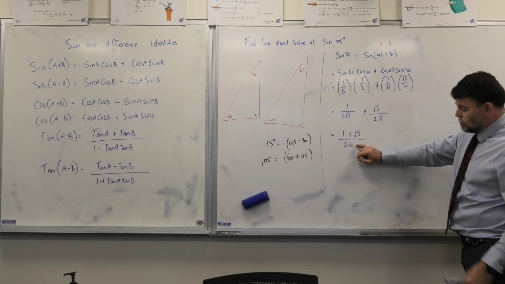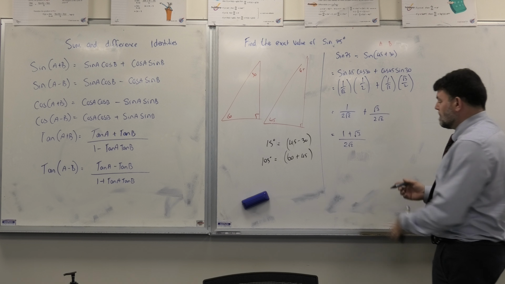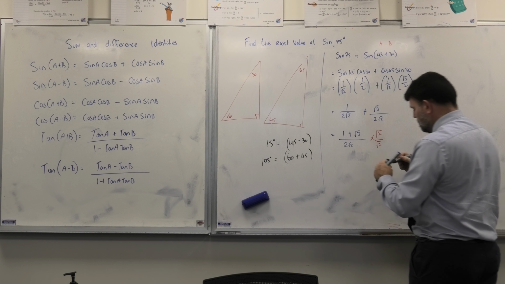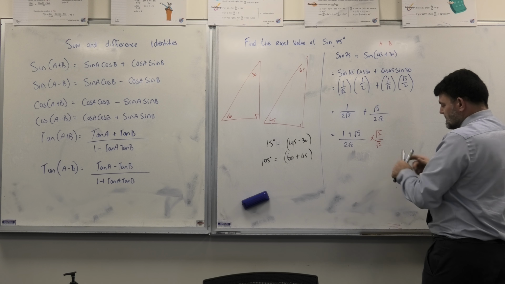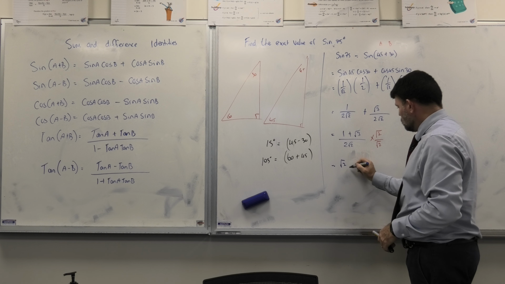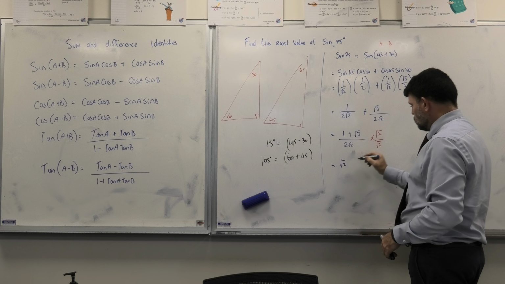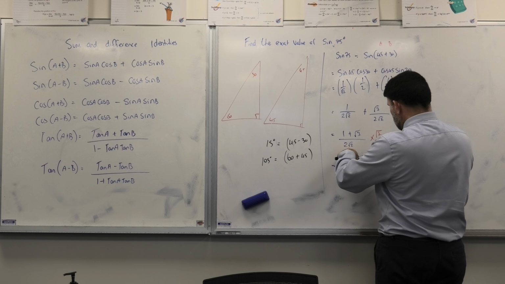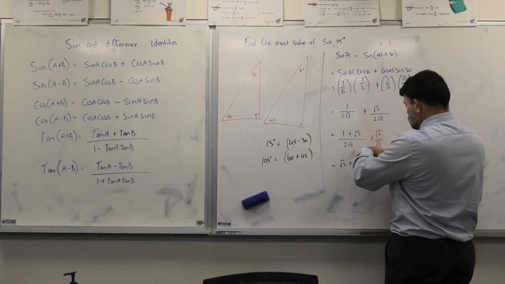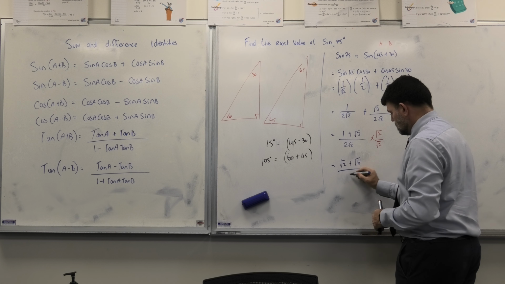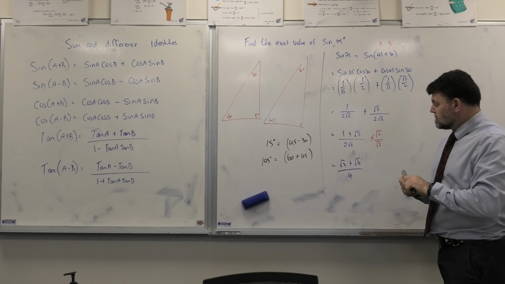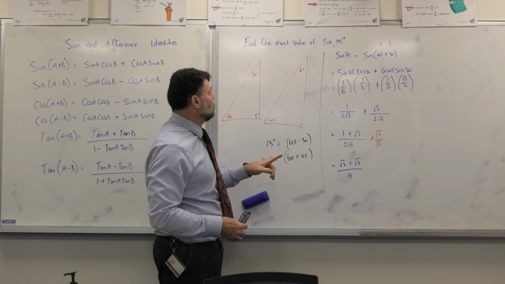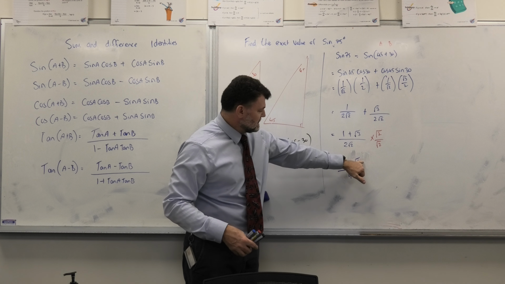However, when it comes to trigonometric ratios and square roots, we want to try and rationalize it. That means getting rid of the square root down the bottom. So we multiply by root 2 top and bottom. On top I get root 2, and root 3 times root 2 is root 6. Root 2 times root 2 cancels out the roots, so I just get 2, and 2 times 2 is 4. Therefore, sine 75 has an exact value of root 2 plus root 6 on 4.